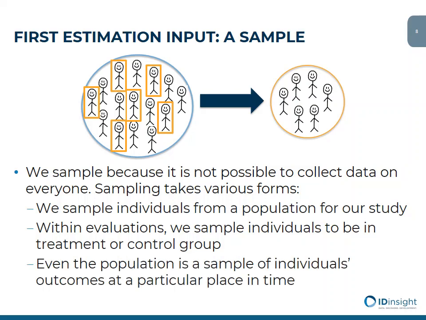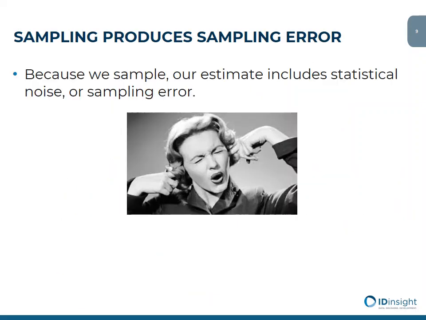And even in some sense, the population that we observe at any point in time is a sample of individuals' outcomes at that point in time and is representative of the larger population of anyone who may receive this program or be influenced by this policy in the future. So because we sample, our estimate necessarily includes statistical noise, also known as sampling error.